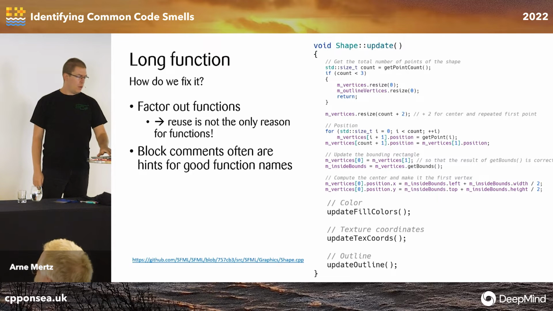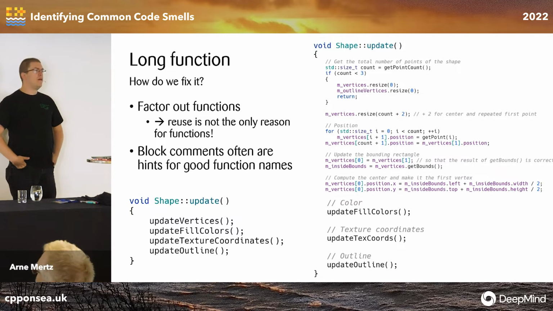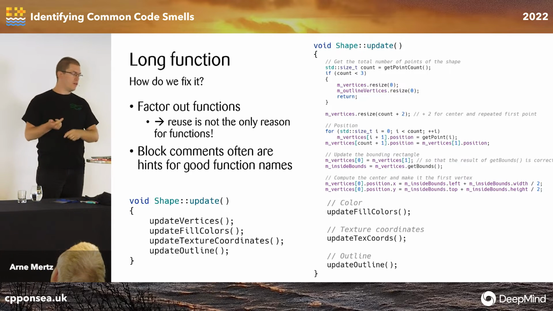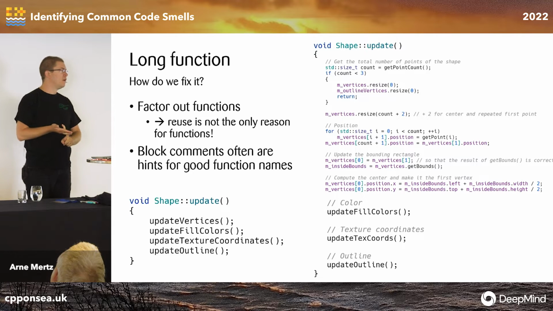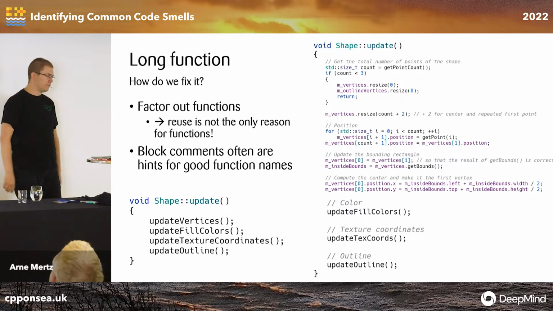So with a few keystrokes, we could just update this to this. And now we have like a higher level function. So the update of the shape is an update of the vertices, the fill colors, the texture coordinates, the outline. And how those are done in detail, we can see if we want to by jumping into the functions.